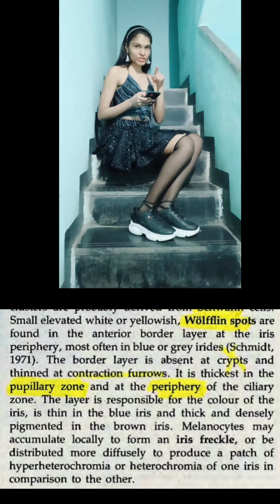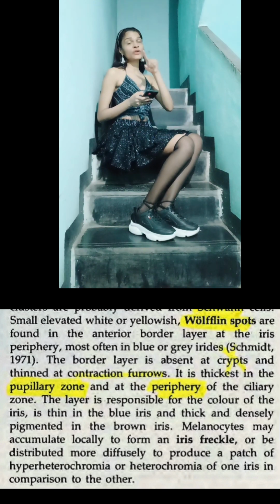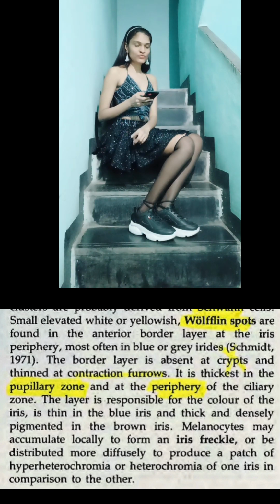But there are no junctions in between the fibrocytes or fibroblasts and the melanocytes. That is the second point. Then the third point is Wolfflin spots. Wolfflin spots are the yellowish, white, elevated small spots which are present in the anterior border layer at the periphery of the iris in the blue and gray irides.